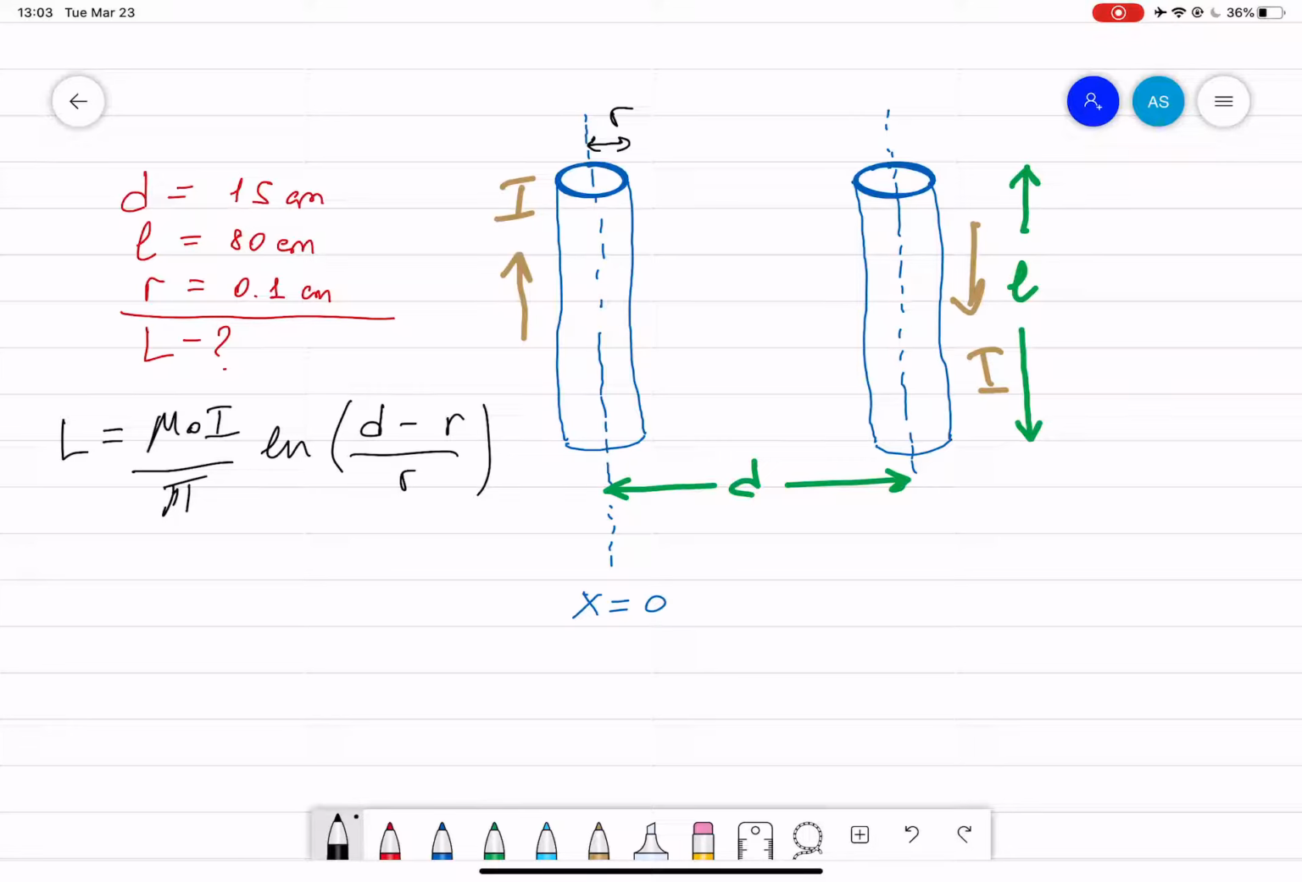First of all, we have to find the magnetic flux through a very small area in between the wires, located anywhere, not in the center but somewhere here. Say this width is dx, and this is the length L.